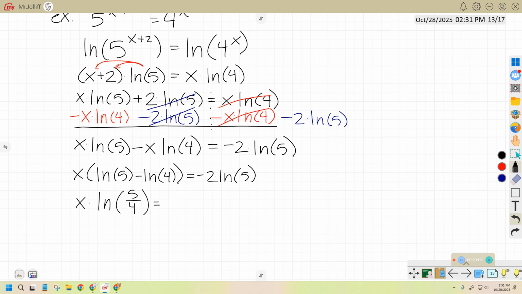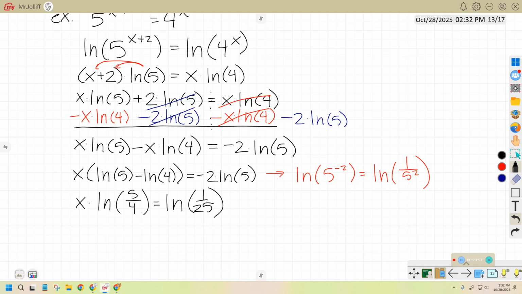On the other side, constants out in front become what inside? Exponents. So this is actually natural log of 5 to the negative 2. Negative exponents tell us to do what? Fraction. Very good. So this is 1 over 5 squared. What is 5 squared? 25. So this is just natural log of 1/25. Slightly less scary.